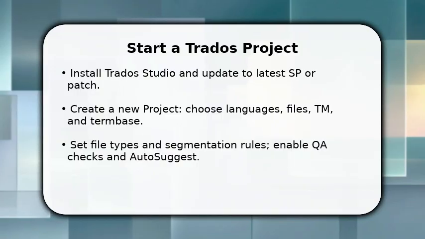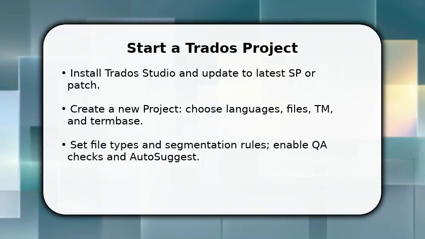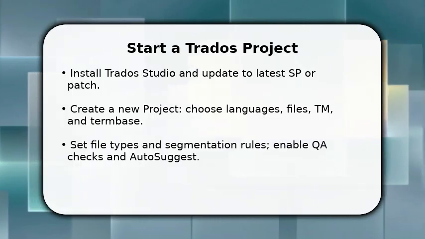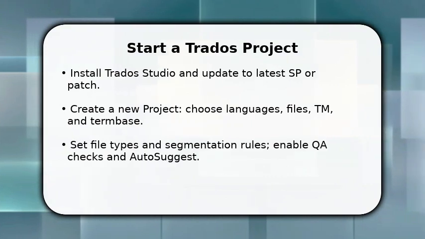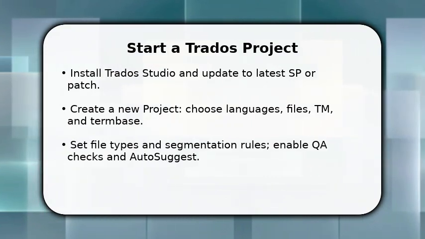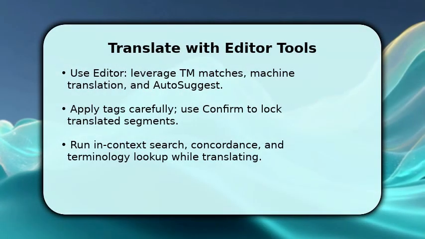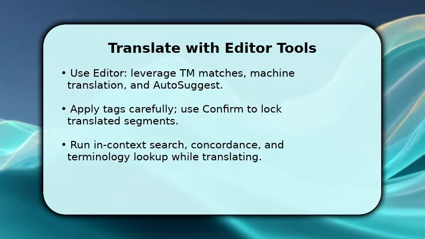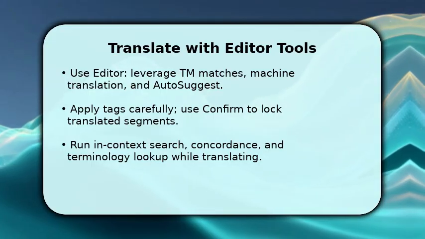This saves time. Enable auto-suggest and basic QA checks now, because while you'll edit segments later, early configuration prevents cascading errors. Save the project and open the editor to start translating right away. No extra waiting. You work through segments in the editor, accepting TM matches or editing them when needed. This preserves consistency. Once done with a segment, press Confirm to lock it and update statistics.